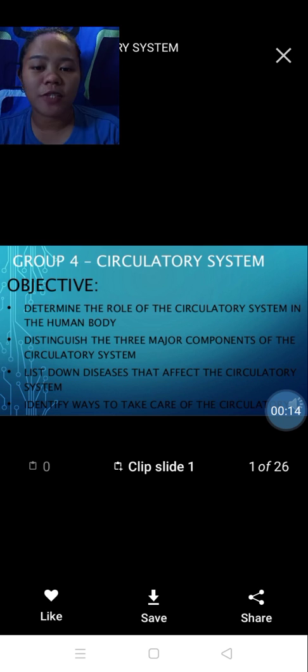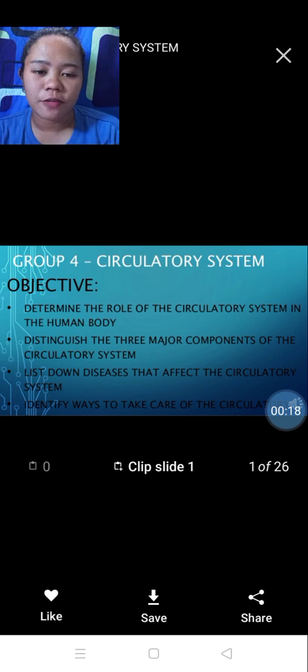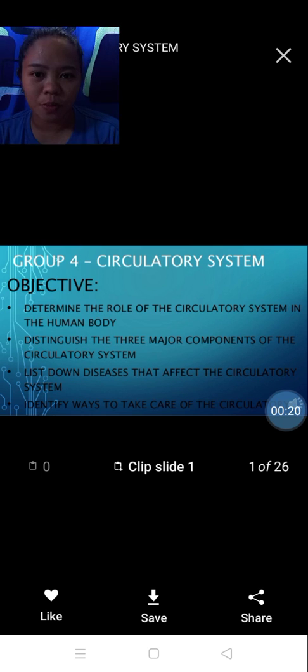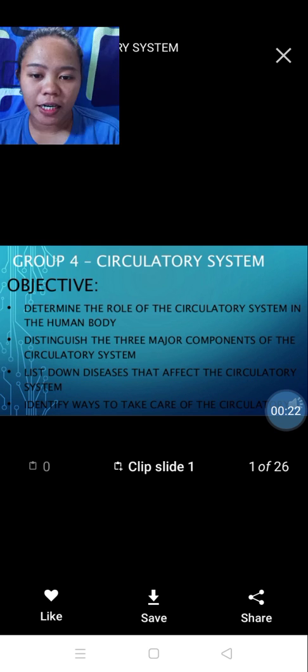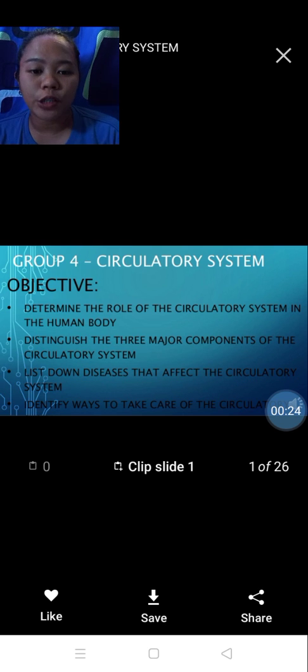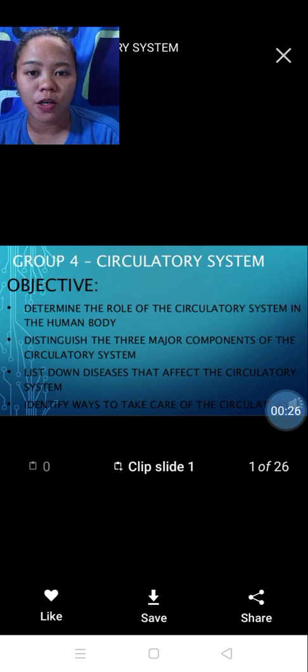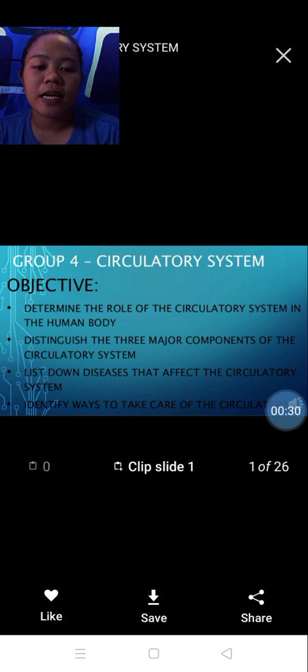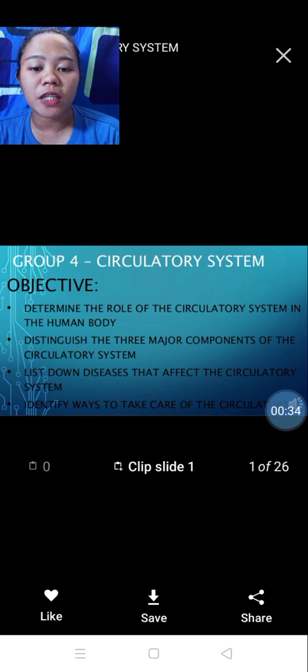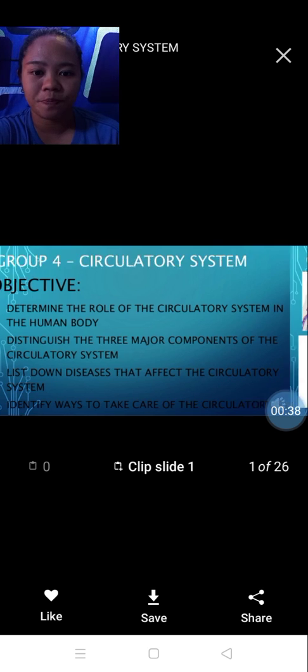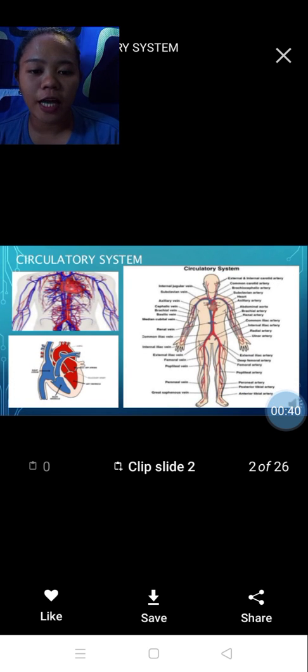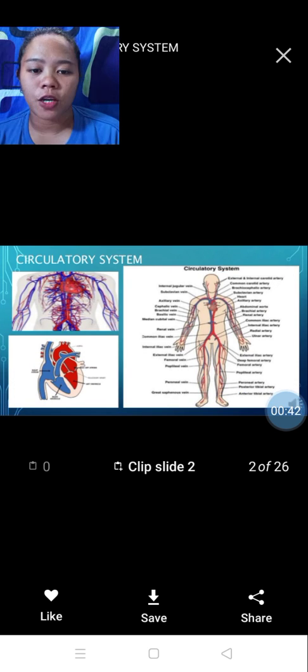So, we have here the objectives. First objective is to determine the role of the circulatory system in the human body. Second, we need to distinguish the three major components of the circulatory system. The third is to list down diseases that affect the circulatory system. And last, we need to identify ways to take care of the circulatory system. We have here the diagram of the circulatory system.